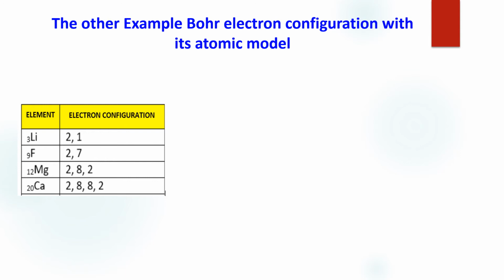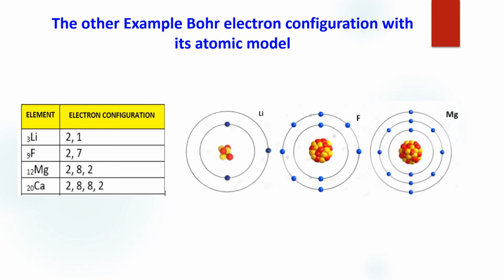The third shell doesn't fill with 10 electrons. For stable condition, the third shell will fill 8 electrons and the rest 2 electrons go at the fourth shell for atom calcium. And this is the atomic model, the figure for atomic model Li.